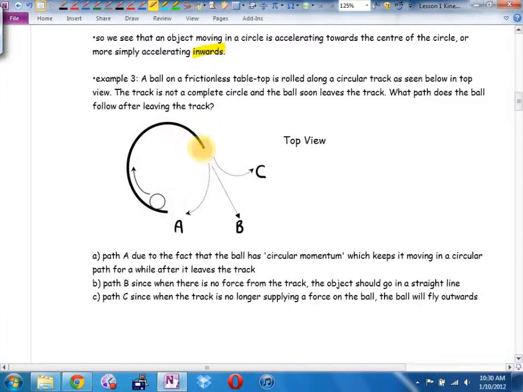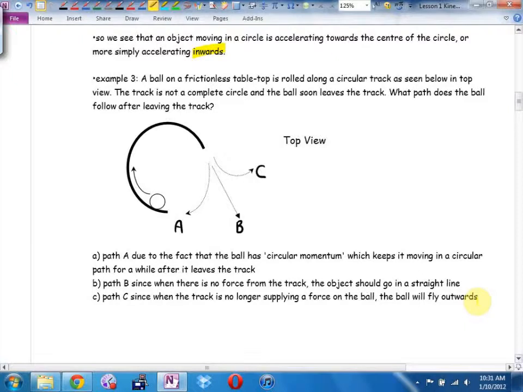Path A, due to the fact that the ball has circular momentum, which keeps it moving in a circular path for a while after it leaves the track. Path B, since there is no force from the track, so the ball should go in a straight line. Or path C, since when the track is no longer applying a force, the ball will fly outwards. Once again, we're going to vote: how high you hold your hand is how sure you are of the answer.